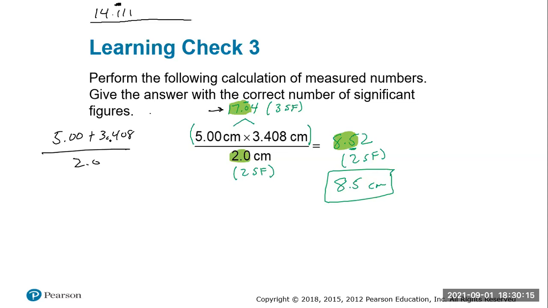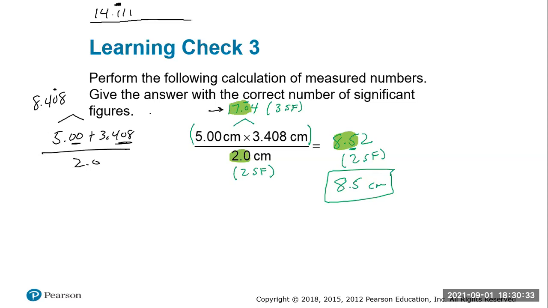And for example, we do 5 plus 3.408. Technically speaking, here you would get an answer of 8.408 on your calculator. Here we would be looking at decimal places, which would be 2 and 3. And again, our answer really should go to 2 decimal places.